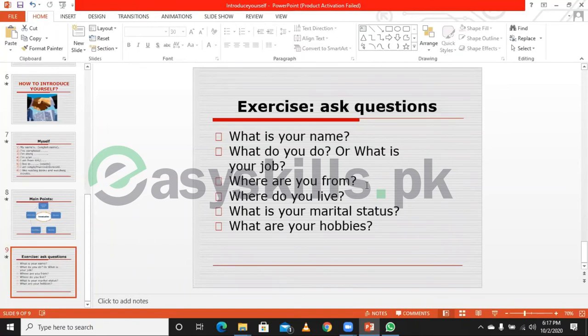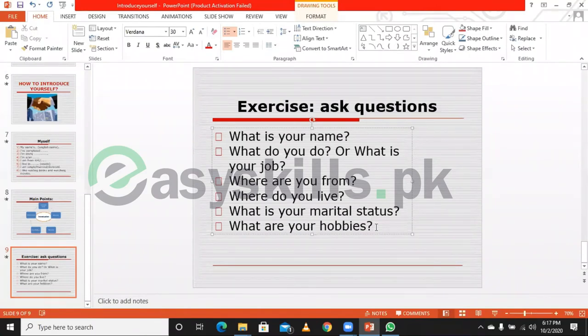What are your hobbies? Aapka mashghala kya hai? Aap kya karna pasand karte hain? When you are free, what do you like doing? So this is all about introduction. I hope you all are going to follow the pattern when you introduce yourself next time.